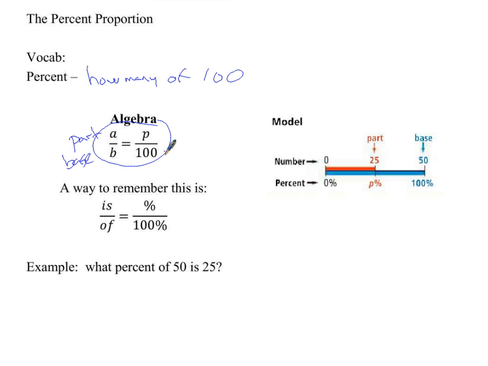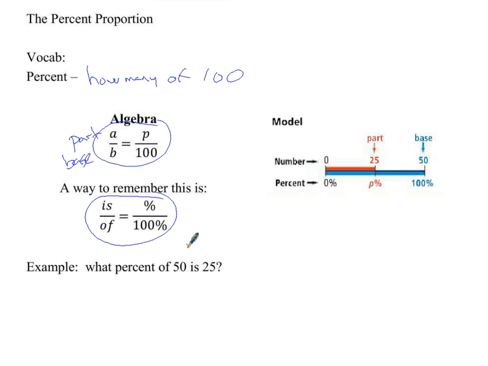The way to remember this easily, especially in Algebra 1, if I'm giving you problems like what percent is 25 out of 72 or something like that, those words is and of appeared. The word percent appeared in that statement, okay? So the way to remember percent problems is is over of equals percent over 100. Has anybody seen that before or heard that before? Is over of equals percent over 100?